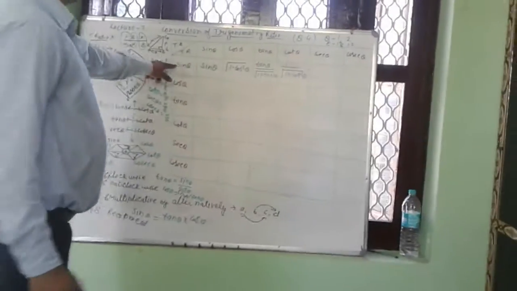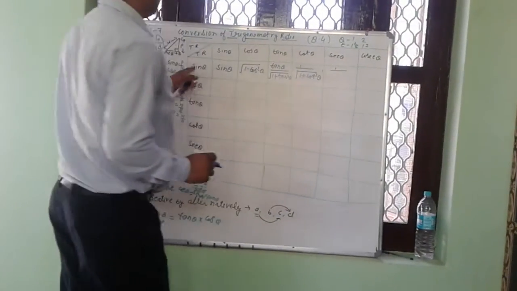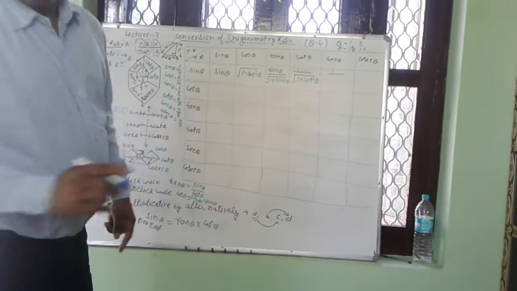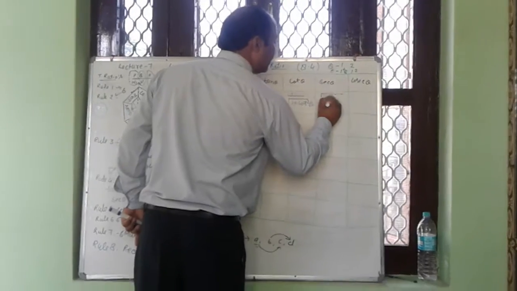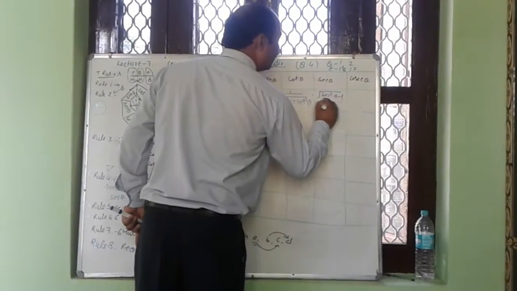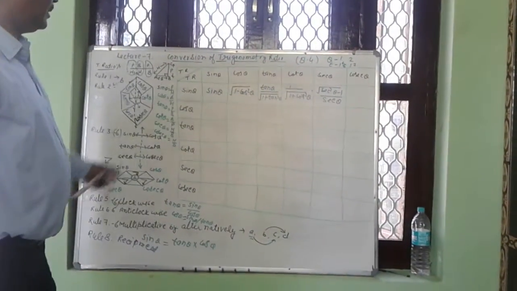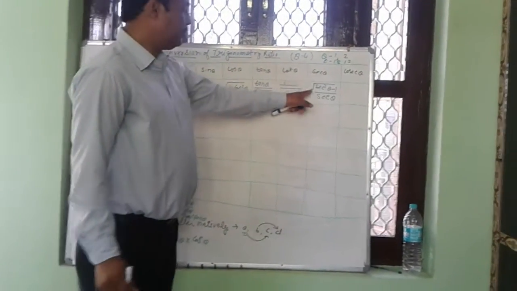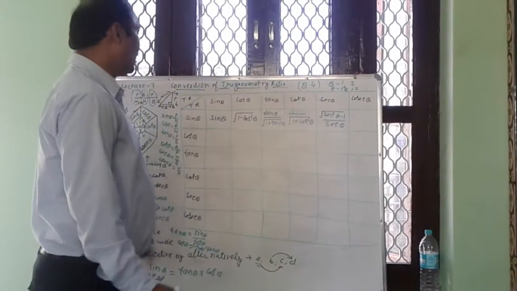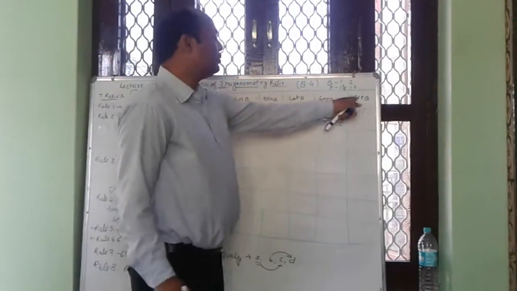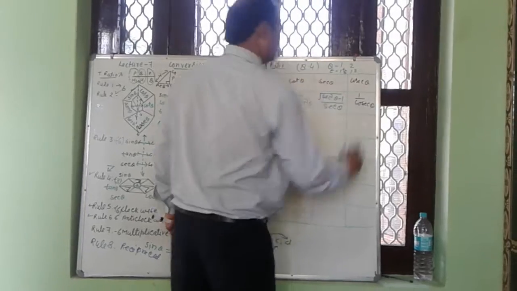Sin theta in terms of sec theta is root sec square theta minus 1 upon sec theta. If we want to change into sec theta, we can write it like this. Sin theta in terms of cosec theta is 1 upon cosec theta.